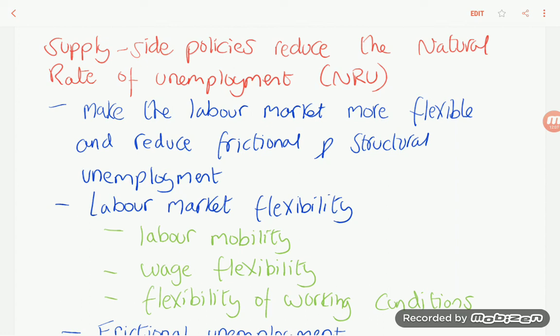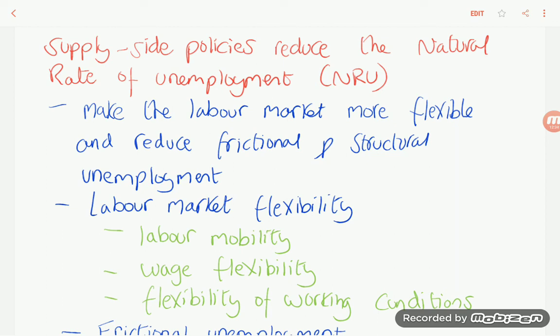On top of that, labour mobility will also depend on the willingness of workers to move to where there are jobs. Wage flexibility. That is the ability of wages to change with changes in the labour market, for instance, to respond to supply and demand. For example, during a recession, employers can lower wages to avoid having to lay workers off.